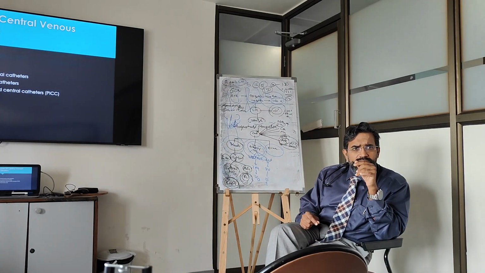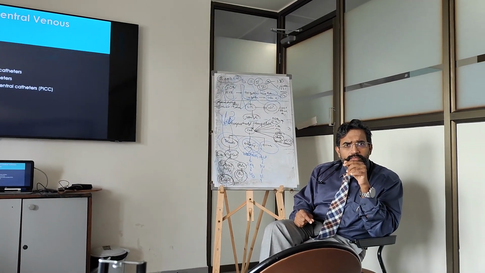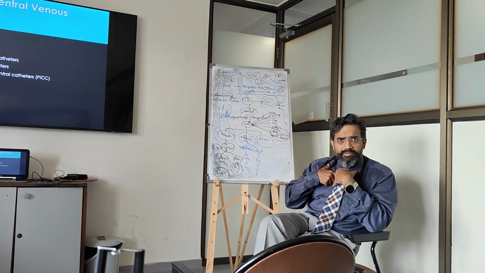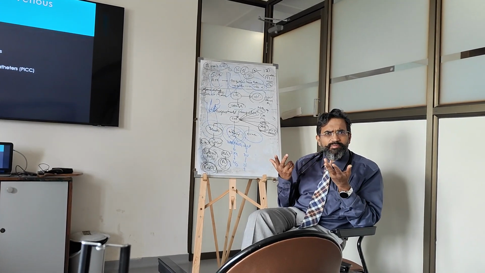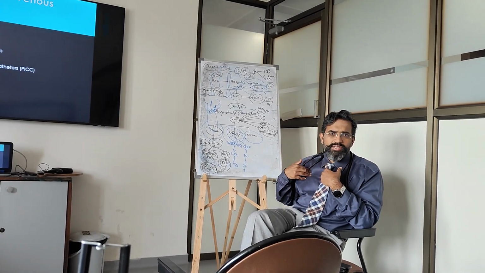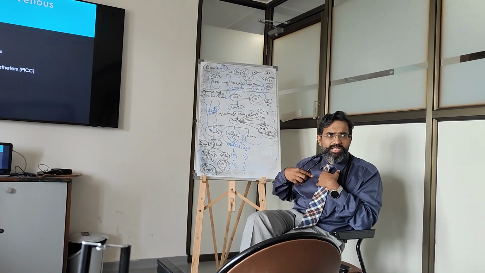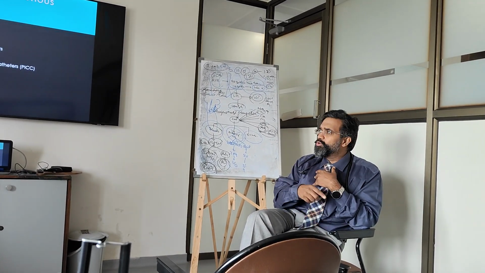What is a tunneled central catheter? Perm cath. A perm cath is tunneled. It goes from here, goes inside. It causes less infection because a whole area of it is outside the skin and soft tissue, and then it goes inside to the vascular system. So there is less channel infection.